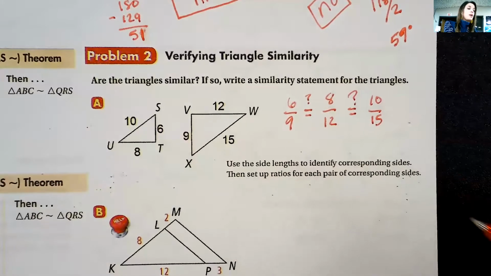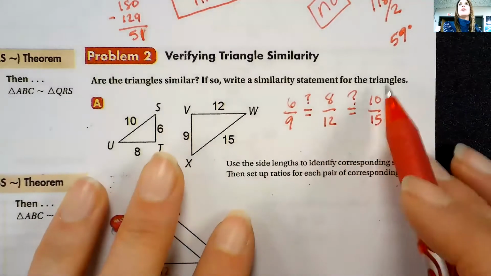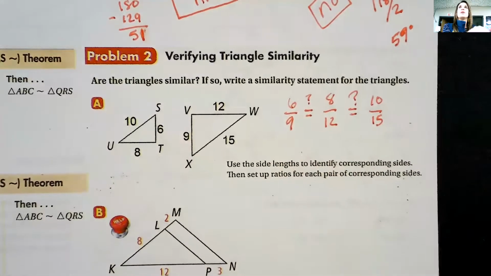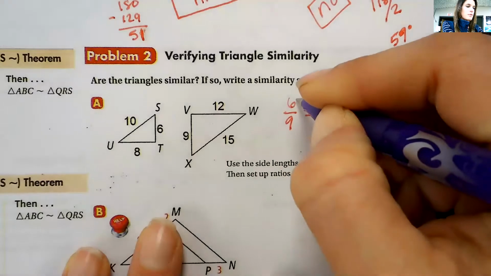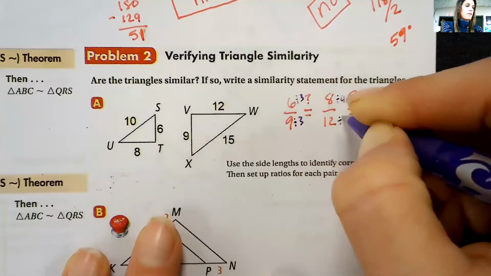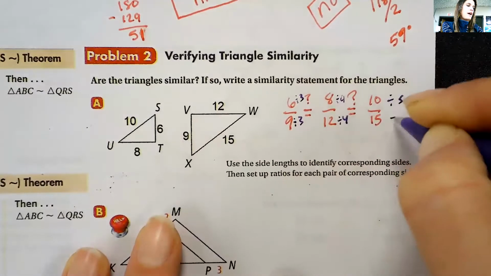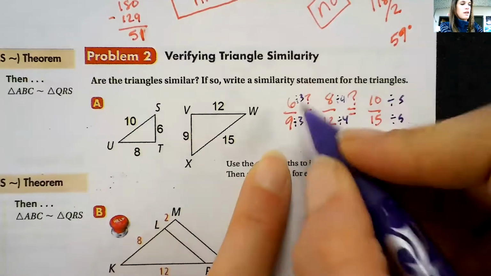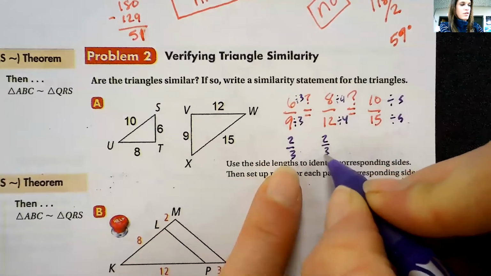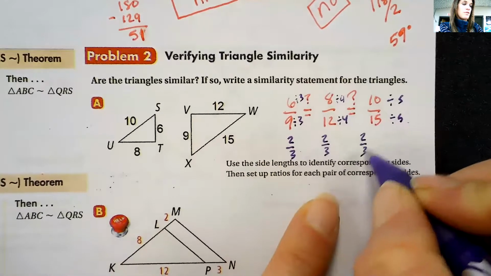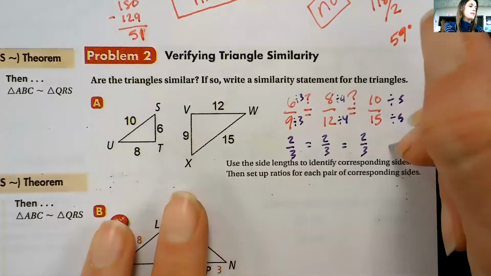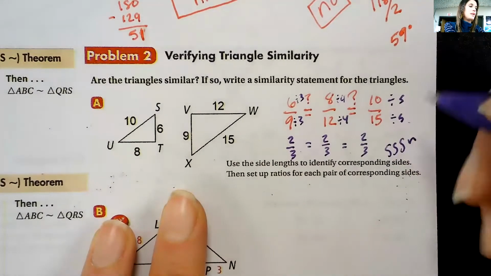You can do it with the cross products, or you could simplify those fractions. Calculators will simplify the fractions for you if you use a calculator. Otherwise, you look and you see what will go into both of them. This one reduces by 3. This one will reduce by 4. This one's going to reduce by 5. So we end up with 2/3 and 2/3 and 2/3 again. So those are all equal. And so this one would be yes by side similarity.